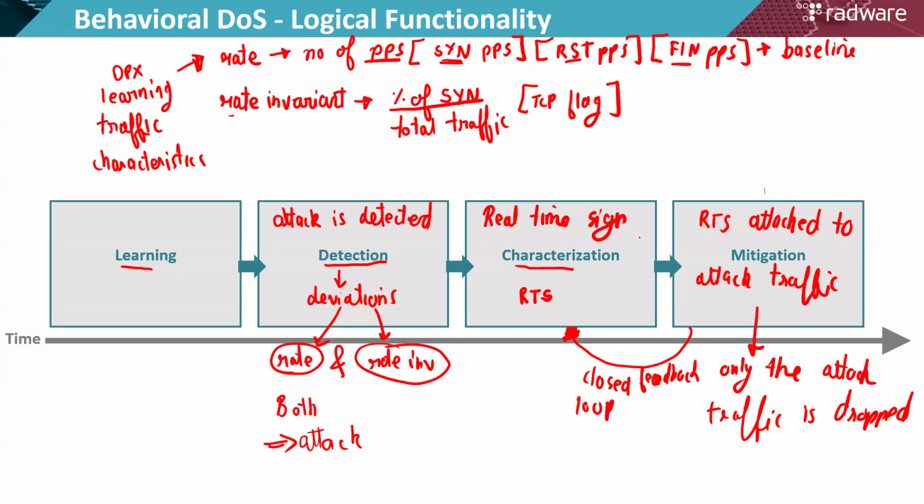As soon as an attack is detected, DefensePro will create a real-time signature within 18 seconds. So within 18 seconds, you will have a real-time signature which will be attached to the attack traffic, and it would be completely mitigated. All of this is automated, and hence this is a great tool to have. Most of the flooding kind of attacks are mitigated using this method, which is the behavioral DoS engine. So that's what is mentioned here.